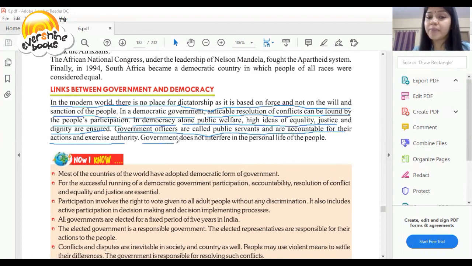Dear student, government does not interfere in the personal life of the people. So this is a very important connection between democracy and government.